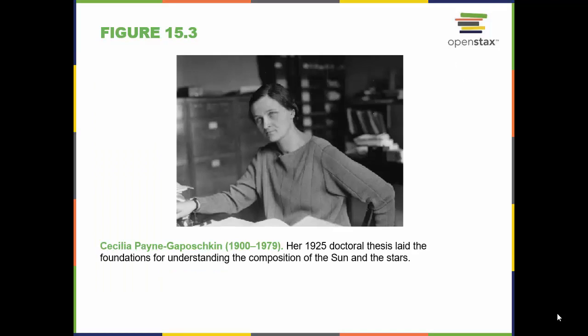Cecilia Payne-Gaposchkin, in her 1925 doctoral thesis, laid the foundation for understanding the composition of the Sun and the stars. In her dissertation, she proposed that the Sun was made up mainly of hydrogen and helium.